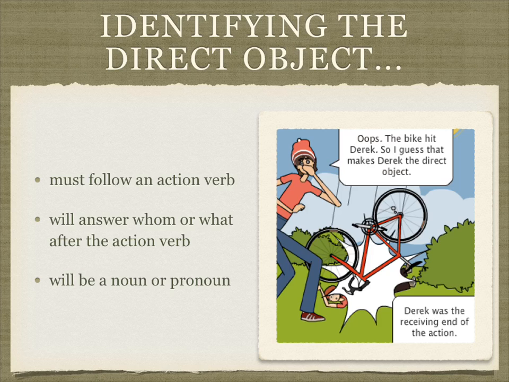So here are a few simple rules that govern how to identify the direct object. One, it must follow an action verb. Two, it will answer whom or what after the action verb. And last of all, it will be a noun or a pronoun that's being acted upon. For example, in this little picture, the bike hit Derek. So that makes Derek the direct object. The bike is the subject. It's falling out of the sky and squashes poor Derek right here on the bottom. Derek was receiving the end of the action.